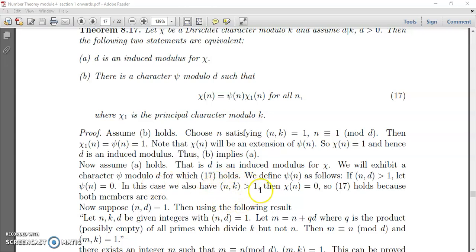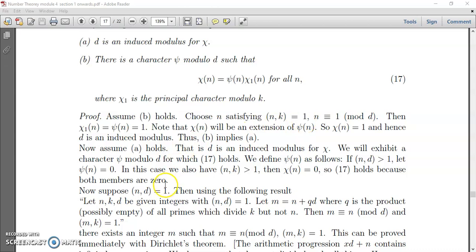if GCD of n and k is greater than 1, then the Dirichlet character chi of n will be 0. So in that case, psi of n is 0 and chi of n is also 0, so both parts are 0. So our condition 17 is satisfied. So 17 holds because both the members are 0. Now we will take the condition GCD of n and D is 1.